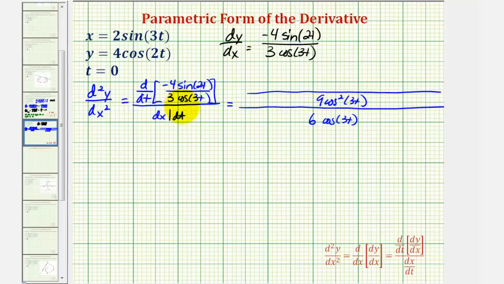And now for the numerator, we'll have the denominator times the derivative of the numerator minus the numerator times the derivative of the denominator. So again, we'll start with 3 cosine 3t times the derivative of negative 4 sine 2t, which will be negative 4 cosine 2t times 2, applying the chain rule. That'll be negative 8 cosine 2t. And then we'll have minus the numerator, which is negative 4 sine 2t, times the derivative of the denominator.